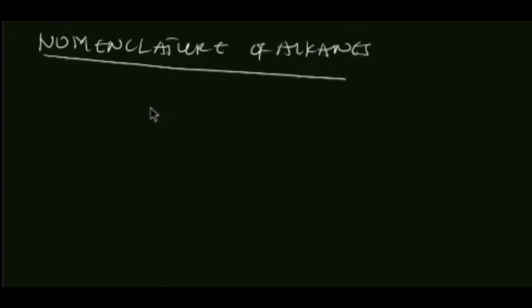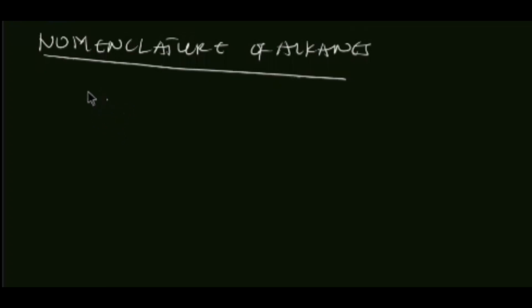In this video, I'm going to take you through the nomenclature of alkanes. Alkanes are organic compounds and they form part of aliphatic compounds. The core of this video is for us to see how we can name alkanes and we solve some examples.